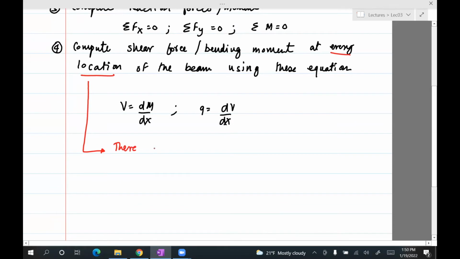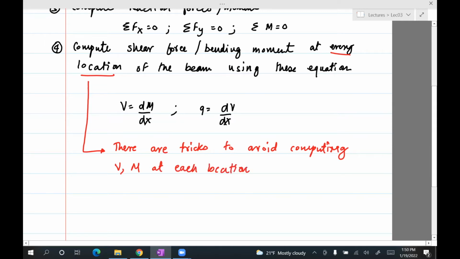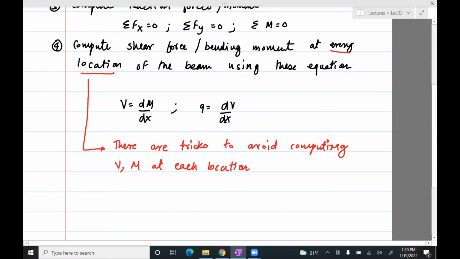so there are tricks to avoid computing V and M at each location. And I'll talk about those tricks later on. The key thing is to see how V and M change as a function of q and V, and use that to basically do this computation for a few places. So we'd only do this for like three or four places, actually, in principle, even though it says at every location. So I'll stop here.